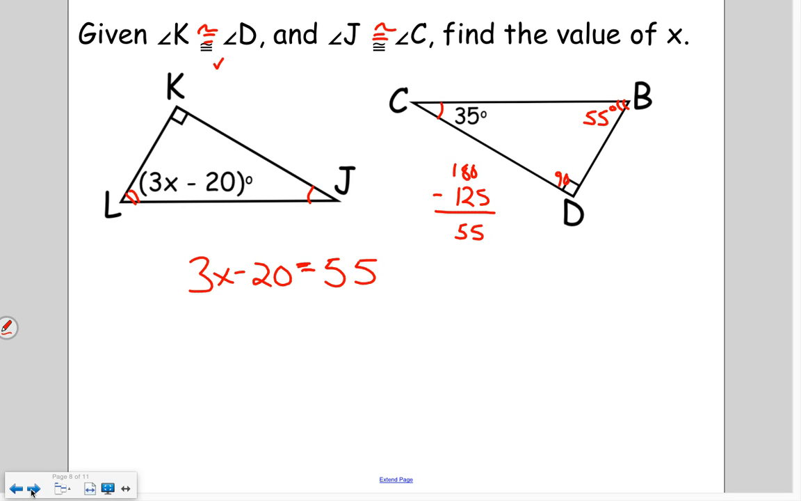In fact, I could even write down here, all right, well, I know this is 35 and this is 55. Well, 3x minus 20 is going to equal 55. Solving for x, add 20 to both sides and divide by 3. X equals 25. Okay?